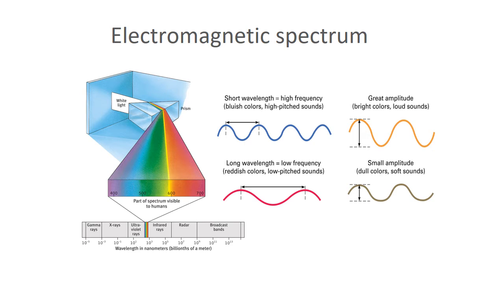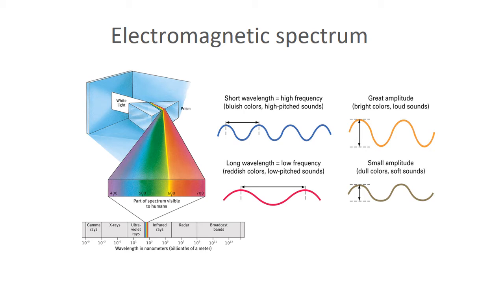Here is another view of the electromagnetic spectrum. In this view, we see how the different lengths and frequencies of the waves correspond to sound or color. On the first example, we see a blue wave. This blue wave is showing that it has a short wavelength. You see the distance between peaks, and it is high frequency, meaning that it is occurring more often. This particular type of short wavelength with high frequency is associated with bluish colors and high-pitched sounds.